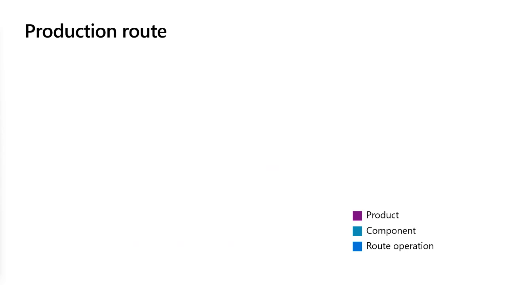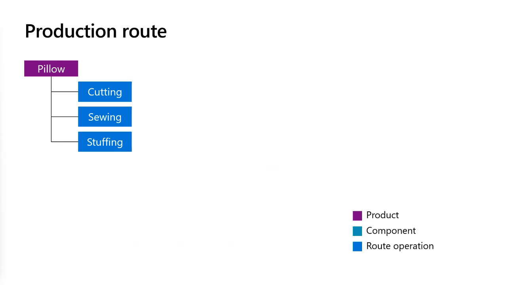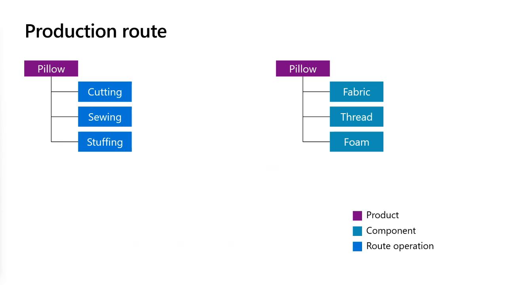Now everything that we have configured comes together in a simple production route, having 3 operations as mentioned earlier, and a simple bill of material that can be linked to the operations. As a result, you get a single production order for the Pillow using a route and a BOM.